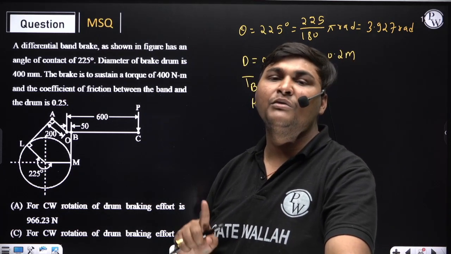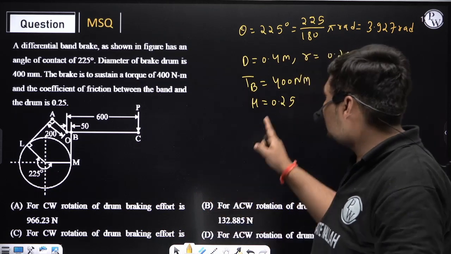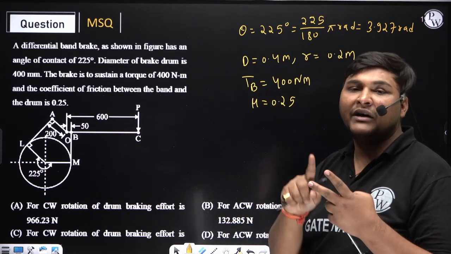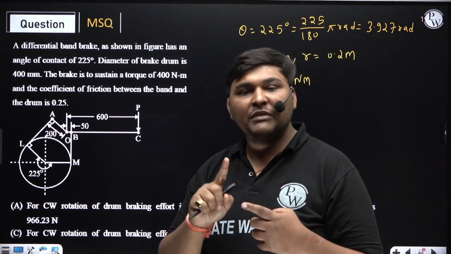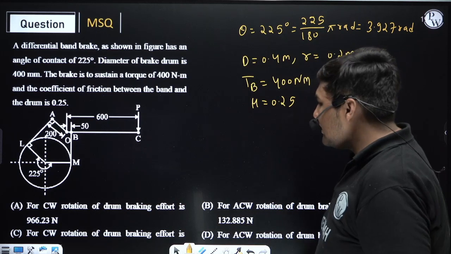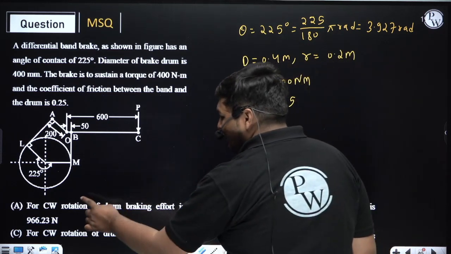Here mu is given, theta is given, meaning we can find one more relation between T1 and T2, because T1 by T2 is equal to e to the power mu theta. So by using mu and theta we can find one relation, and braking torque gives another equation. Ultimately we can find the values of both T1 and T2. Now what is the examiner asking? What will be the braking effort for clockwise rotation?